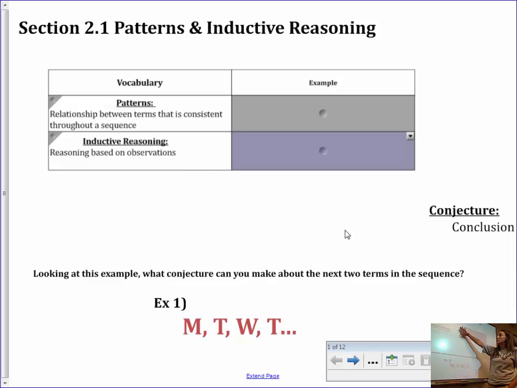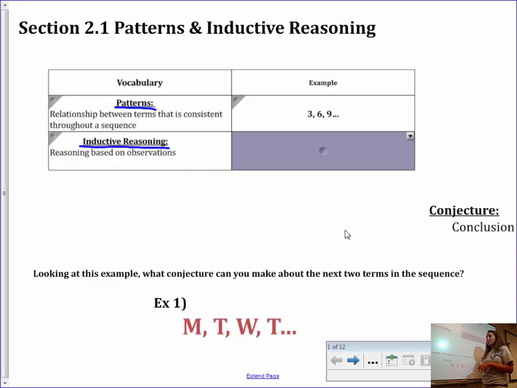And I went ahead and typed in the two definitions here for pattern and inductive reasoning. So please just go ahead and pause and make sure you have these two definitions down. Patterns you've seen throughout your studies in math, that they're just relationships between terms that is consistent through a sequence. So number sequences or patterns with different figures. So here's just an example. 3, 6, 9 starts a sequence off of patterns.